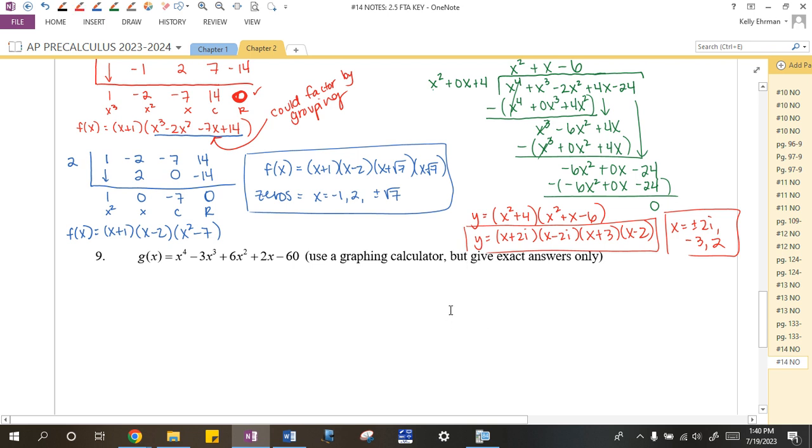For this last one, we're going to use a graphing calculator. So notice I gave you this g of x. The directions are still to write out the factorization and find all the zeros. We're going to use a graphing calculator, but I want exact answers only, meaning if they're decimals, we really need their radical or a fraction version. I don't want rounded decimals.